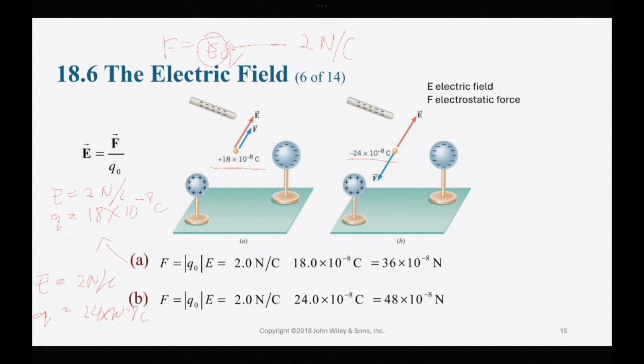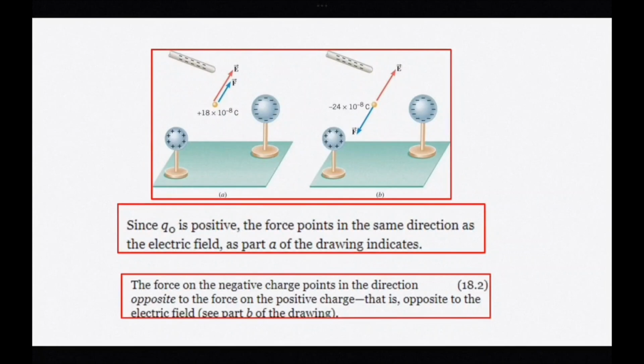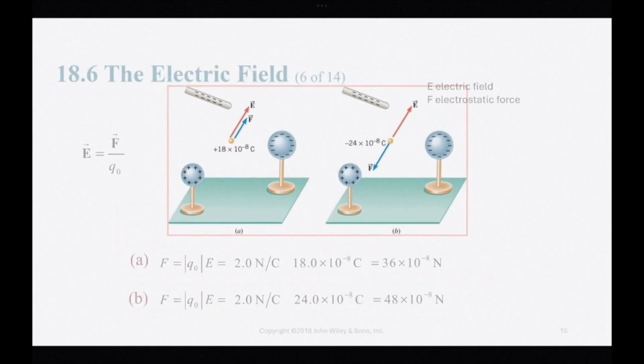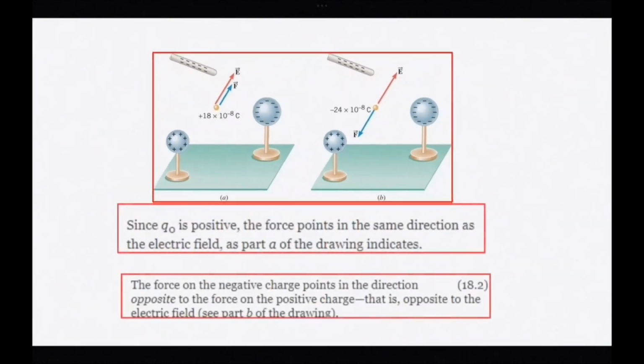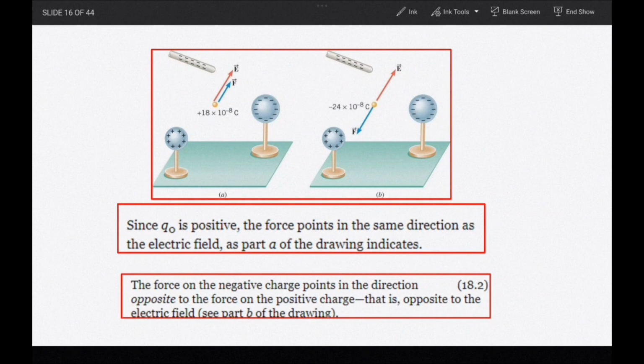Please also take note, okay, there are some problems where you need to convert some values. For example, microcoulomb, you need to convert it to coulomb, nanocoulomb to coulomb, okay? Now, as you can see, what we get here is 36 and 48. So we got here 36 times 10 to negative 8 coulomb, and the other one is 48 times 10 to negative 8 coulomb.